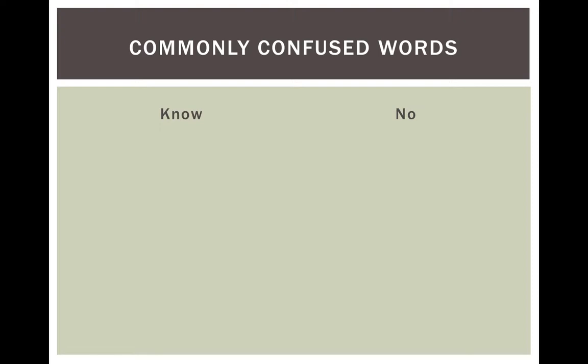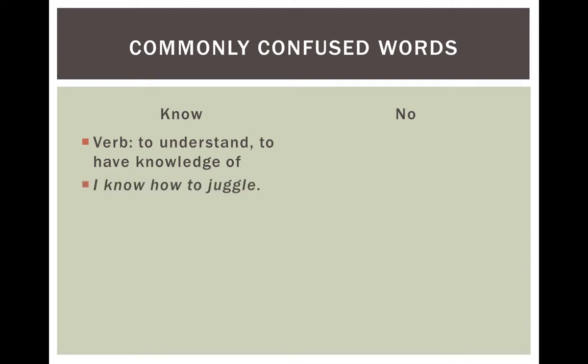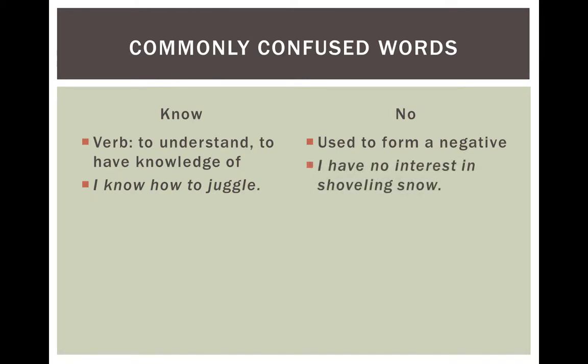Next up, let's look at "know" and "no." One has two silent letters, the other has none. Our first one, with a K, is a verb: to understand, to have knowledge of. For example, "I know how to juggle." The other "no" we use to form a negative. For example, "I have no interest in shoveling snow." It indicates an opposite of something we don't want.